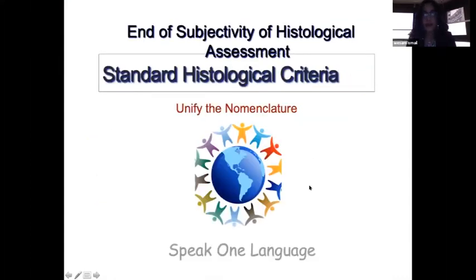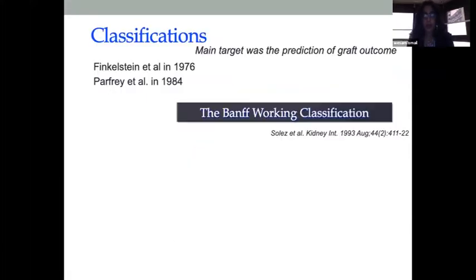The whole target of classifications in pathology, and especially in dynamic diseases or conditions we deal with, like transplants, is that we are able to standardize our histological criteria, unify the nomenclature we use between different languages and between different specialties in medicine, and mainly between renal pathologists and nephrologists and those who deal with the transplant world, in order for us to reach a better management for the patient by understanding each other and speaking one language, which should be a standardized language.